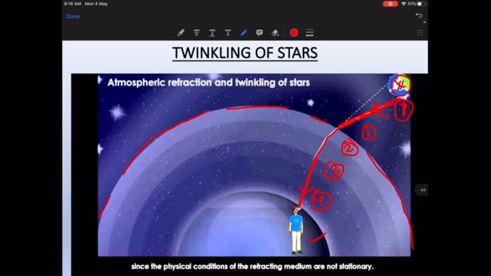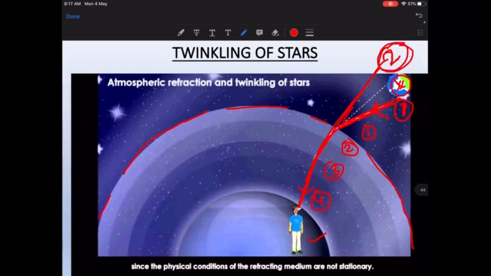So what do we feel? We will feel that the light must be entering from somewhere here, something like this. So this position becomes our apparent position. Actually the position is only 1. At position 1 only the star is placed, but it appears to us that the star is at position number 2.